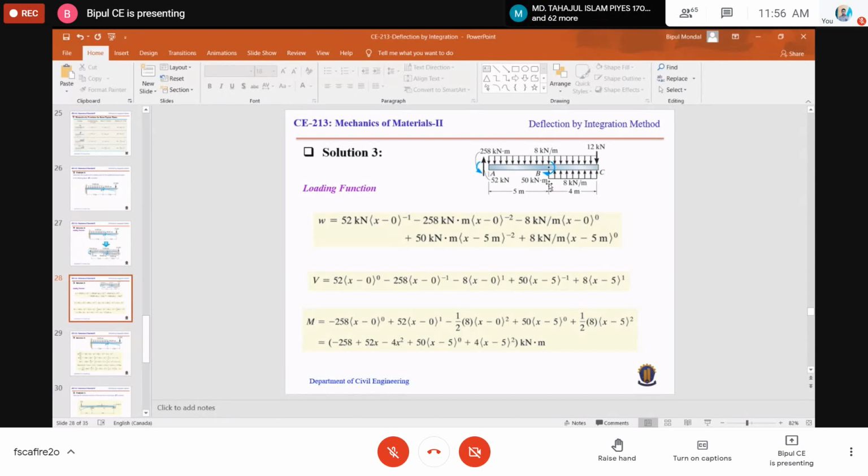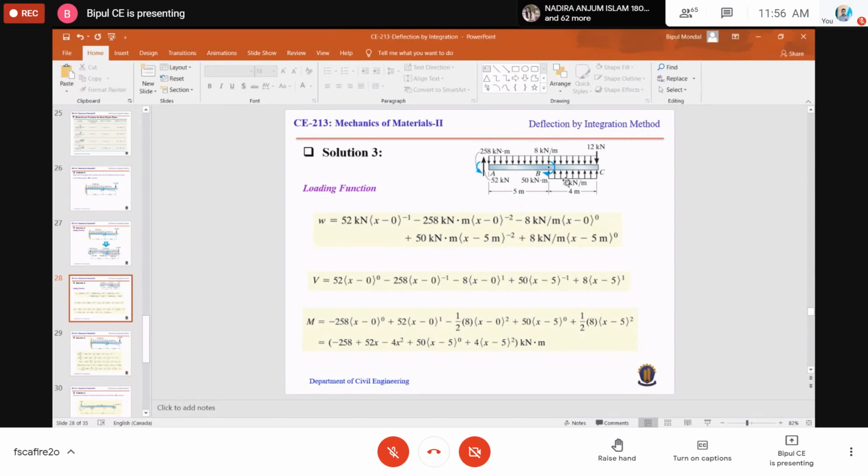Okay, so there is a concentrated moment that is clockwise, so it will be positive 50 times x minus a. A is the distance of the moment from the origin. The origin is here, the location of the moment is here, so this distance is 5 meter. That's why it is x minus 5 to the power minus 2.